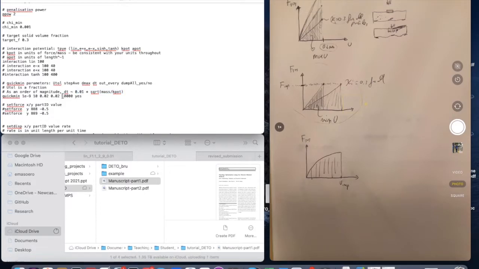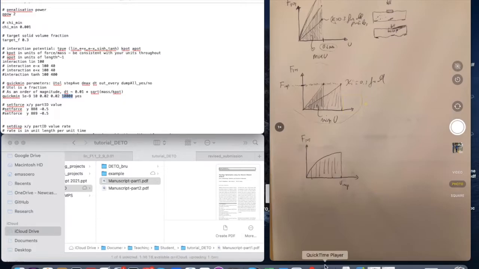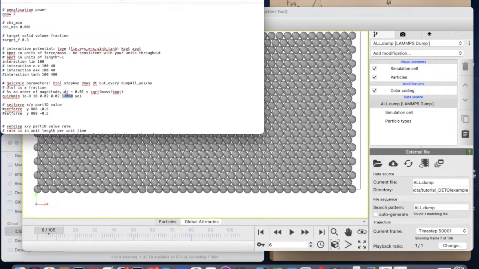10,000 is every how many steps you want to produce output. We will see later what outputs are being produced, but one of the outputs is the one that I was showing you in this video here. It's a snapshot, a frame in this video. So every time we advance by one frame here, we are actually advancing by 10,000 particle displacements in this process that is looking for equilibrium under the imposed displacement.